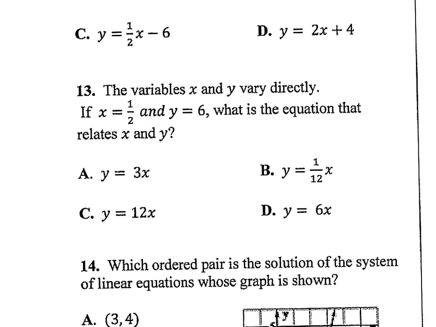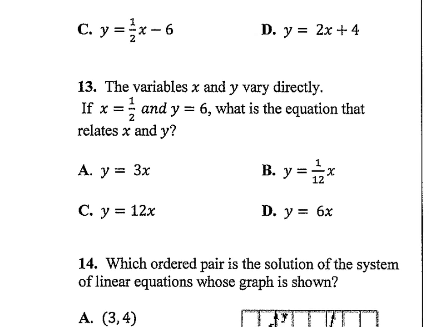Looking at number 13. X and Y vary directly. Okay, this was direct variation. It was Y equals KX. So what you need to do is plug in 6 for Y, 1/2 for X, and solve for K. And then you just replug it back in. Y equals your K that you get times X. So one of these is going to be your K. If you don't get one of those four, you better check your math.